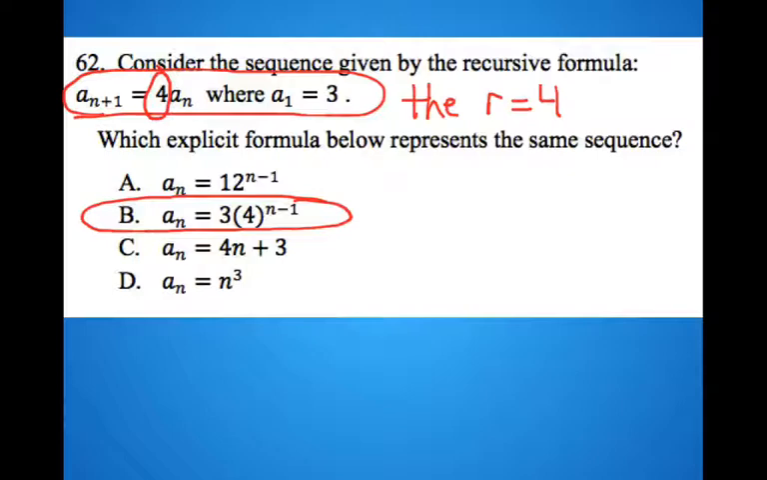Number 62, you can tell the way this is written recursively that the common ratio is 4. So then just look for which one of these would be a geometric sequence that starts off at 3 and has a common ratio of 4. And it's B.